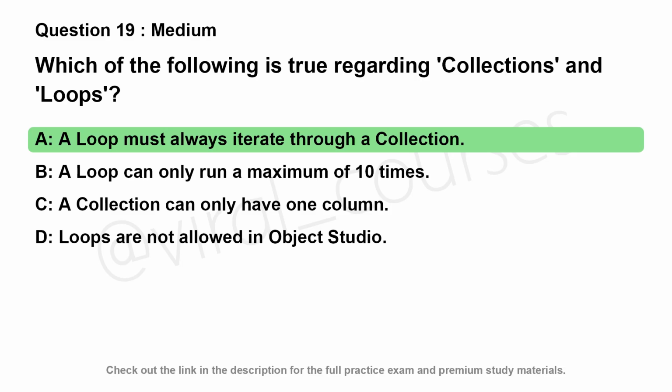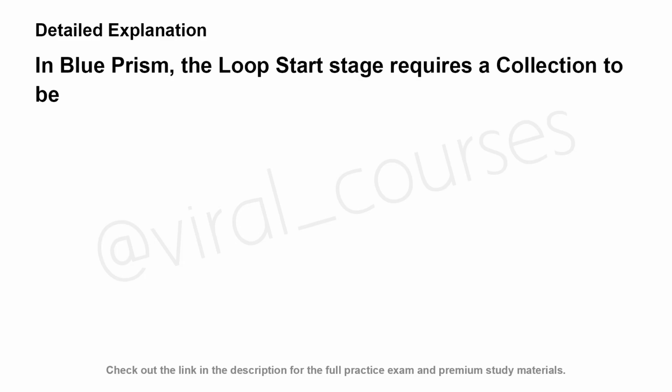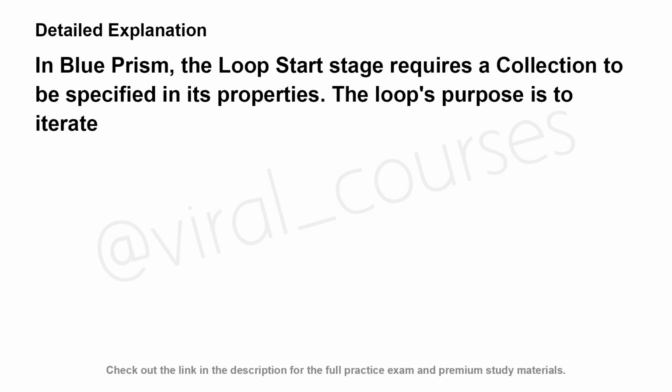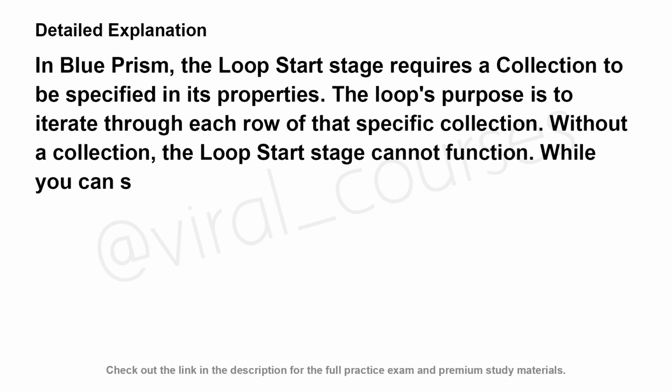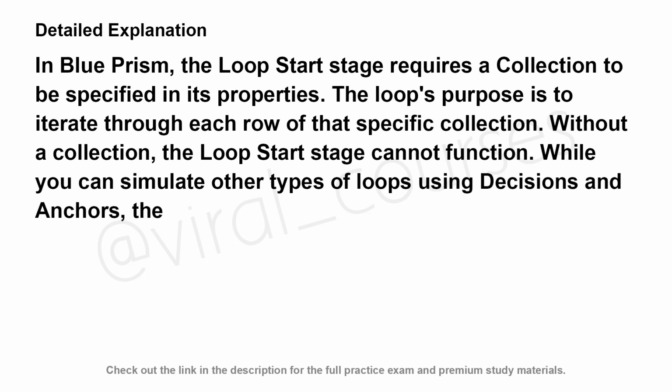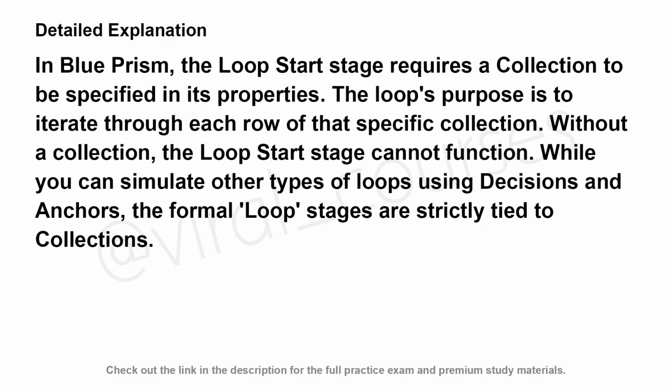The correct answer is A. In Blue Prism, the loop start stage requires a collection to be specified in its properties. The loop's purpose is to iterate through each row of that specific collection. Without a collection, the loop start stage cannot function. While you can simulate other types of loops using decisions and anchors, the formal loop stages are strictly tied to collections.